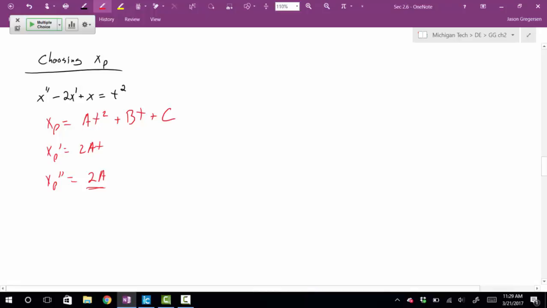So I do adjust my guess to be this. Now, when I do that, xp prime then becomes 2at plus b, and xp double prime is still just 2a. So I have these values. And there's a couple ways you can think about this. One, you could say, well, the right-hand side, that's t squared. Actually, what that is generally is a second-degree polynomial. And so what you needed to use for your guess was a general second-degree polynomial. So that's what I have here, at squared plus bt plus c.